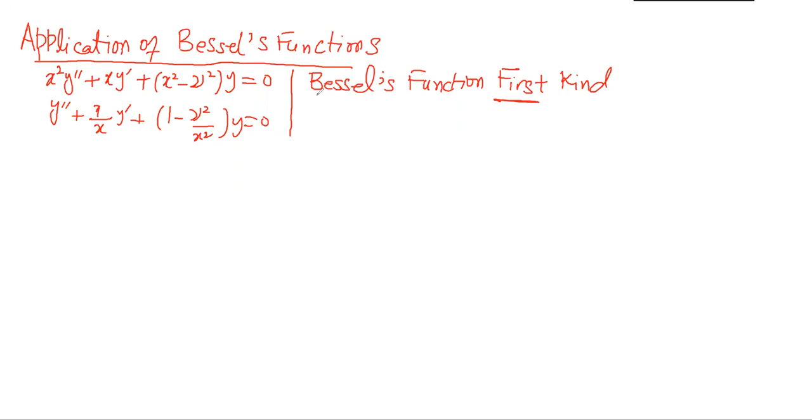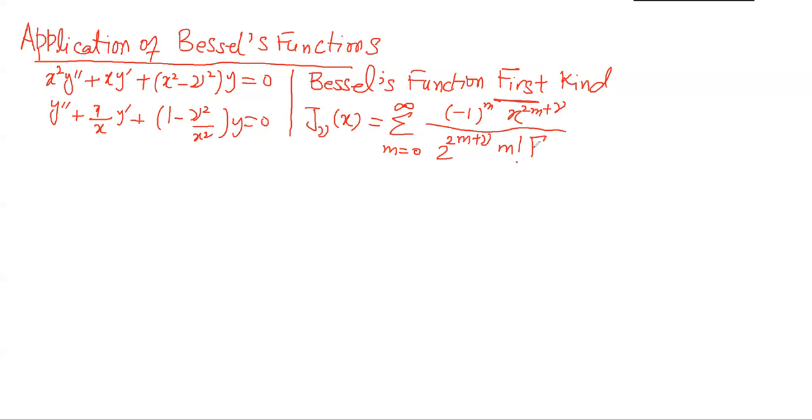So Bessel's function of first kind is represented by J nu of x is equal to the sum from m equal to 0 to infinity of minus 1 power m into x power 2m plus nu, over 2 power 2m plus nu, m factorial, and then there is this gamma function, gamma function of m plus nu plus 1. Remember that we need to introduce this gamma function into this Bessel function because we want to simplify its expression for the representation. It is one of the most simplified forms of the Bessel's function.